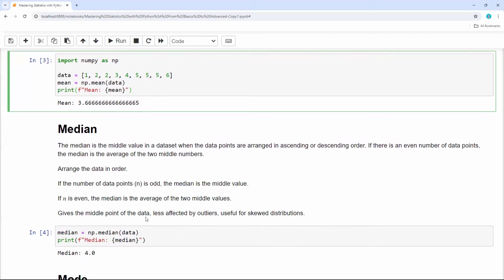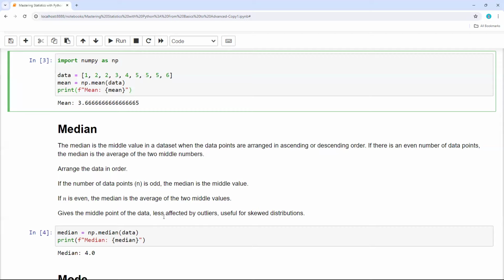It gives the middle point of the data, is less affected by outliers, and is useful for skewed distributions. So there is not much effect from outliers. For example, I have the data 1, 2, 3, 4, 5, and I also have 10, which is the outlier. The numbers 1, 2, 3, 4, 5 are my main data, and 10 is nothing but an outlier. If I calculate the median for this, the outlier will not affect the median much.